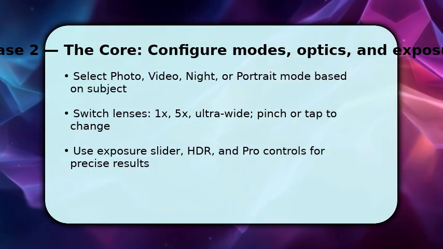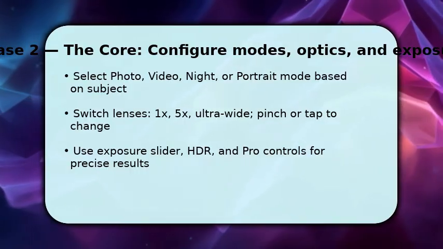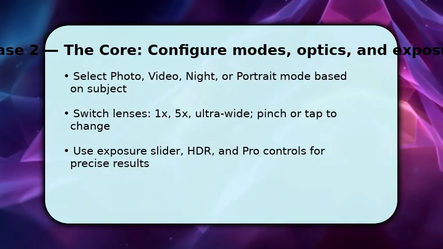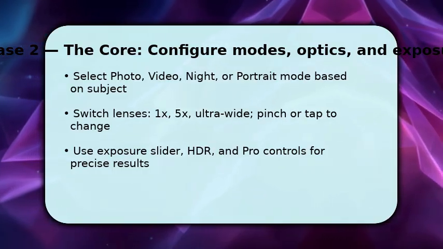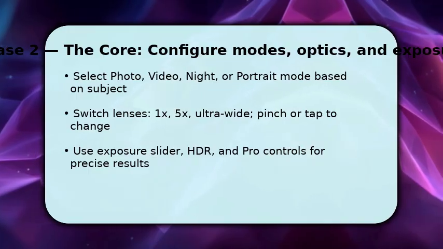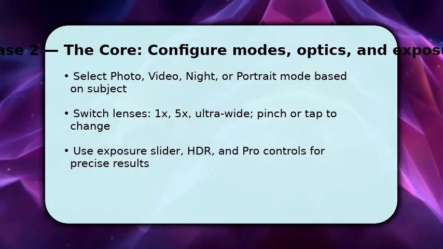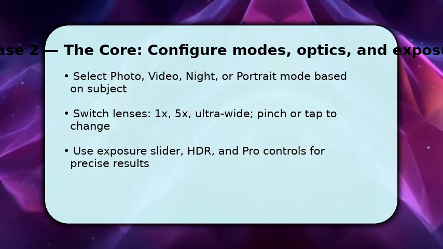Adjust exposure with the slider after tapping to lock focus. Enable HDR if scenes have bright highlights and dark shadows. For control, open Pro to set ISO, shutter, and white balance. This is where you trade automation for predictability.